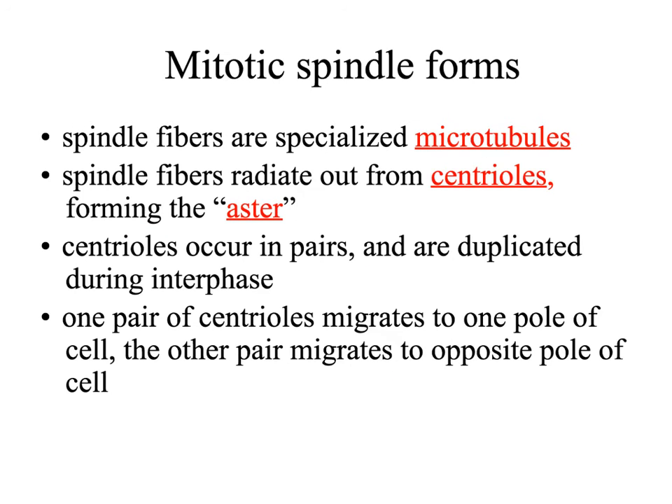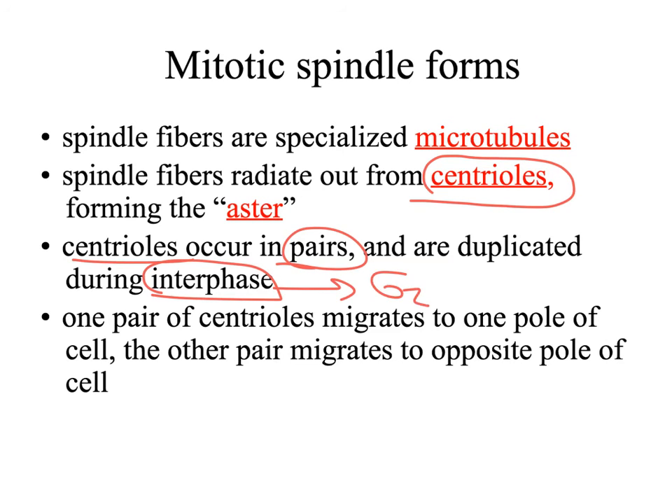Spindle fibers are specialized microtubules, and spindle fibers are produced by centrioles. A centriole is an organelle responsible for spindle fiber formation and helps the division of the cell. Centrioles occur in pairs and duplicate during interphase, actually the G2 phase of interphase, and each pair of centrioles migrates to one pole of the cell.